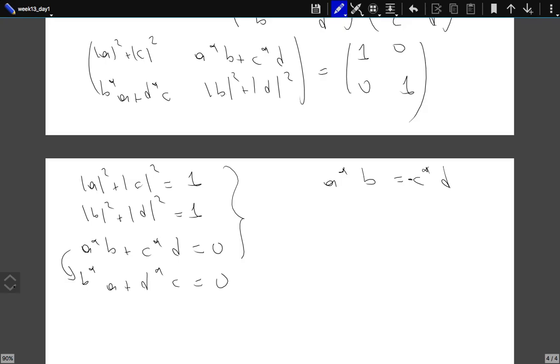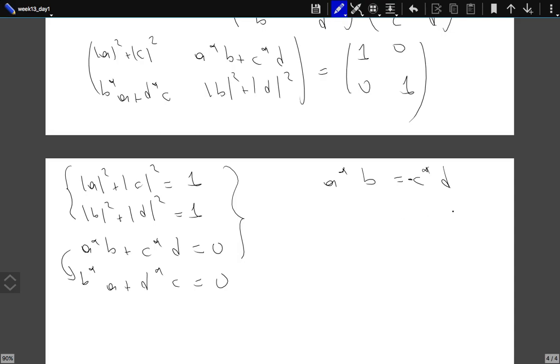So how can we solve these equations? Well, let's look at these two equations. The first guess would be either the absolute value of A is equal to the absolute value of B, and the absolute value of C is equal to the absolute value of D. Then those two equations are automatically satisfied.